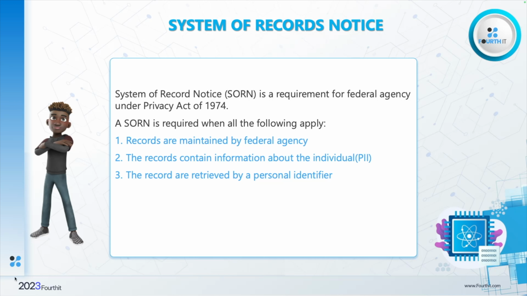So there are some requirements that will trigger you to send a SORN. These are the three requirements: when records are maintained by a federal agency, when the records contain information about the individual, and when the records are retrieved by a personal identifier. And that is a system of record notice.